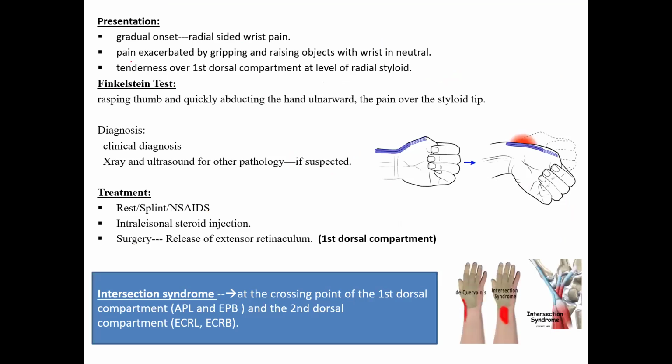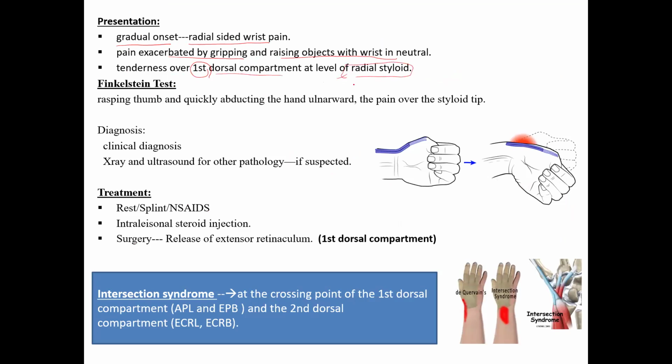So what is the presentation? It's a gradual onset pain on the radial side of the wrist, exacerbated by gripping and raising objects with the wrist in the neutral position. There is tenderness along the first dorsal compartment, at the level of the radial styloid.